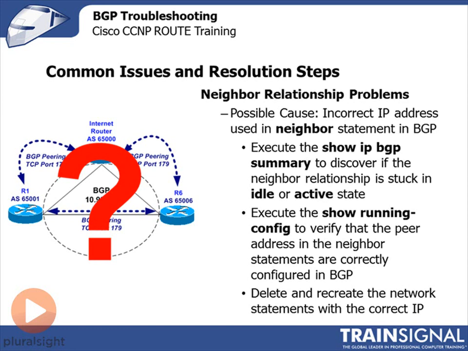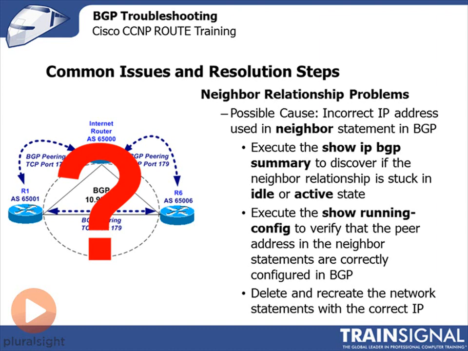If, for example, the IP address is wrong on either router 1 or router 6, the relationship will not form. So the easiest way to figure out if there's a problem is to first execute the show ip bgp summary command. It will show you the state of the neighbor relationship, how many prefixes, if any, are being received, and you can actually see whether the neighbor is stuck in idle or active state. It's the last column when you execute this particular command.